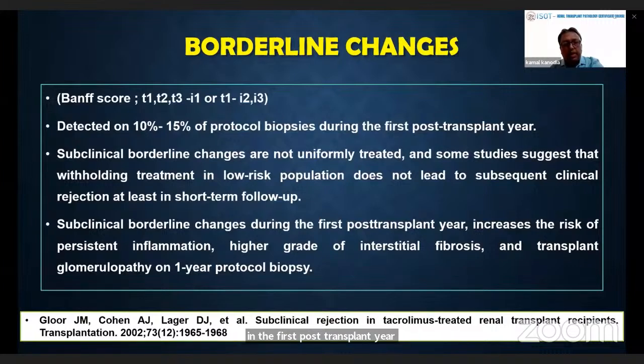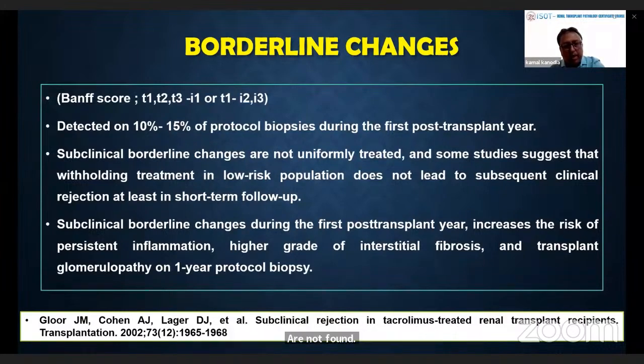The subclinical borderline changes are not uniformly treated, and some studies suggest that withholding treatment in a low-risk population does not lead to subsequent clinical rejection, at least in short-term follow-up. Basically, whenever borderline rejections are detected on protocol biopsies, a few centers believe that they should not be treated because they feel that in a low-risk population, that is, patients who have already been given induction therapy and are on triple immunosuppression, if we withhold the treatment, even then in subsequent clinical biopsies the rejections are not found.